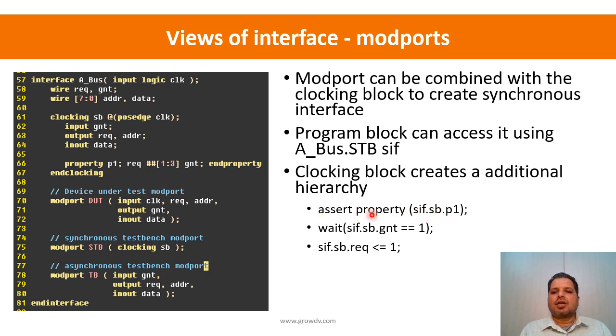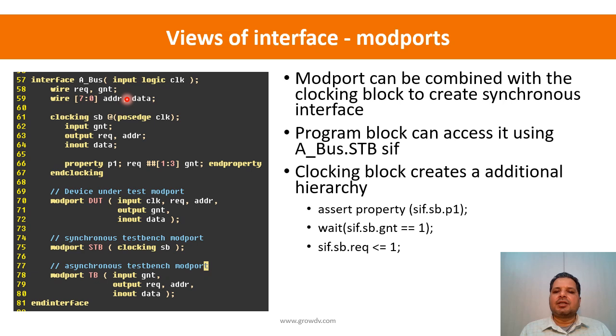So you can use it in your property with the instance name of the interface dot the clocking block itself, and then I can access, let's say, the property that I have declared within the clocking block. Or I could be accessing directly the signals that are defined within the clocking block. Or for example, if I have declared this particular interface, this SIF, of the type STB, it's a similar way. I can again use that instance name dot the clocking block name dot request equal to 1.